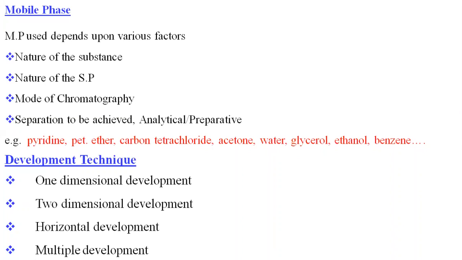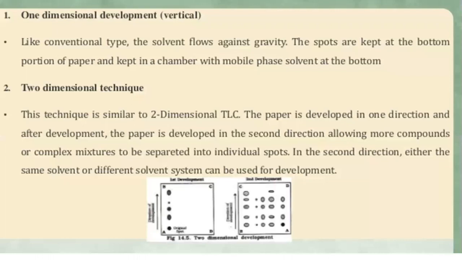Next, development techniques. We have different types of development techniques: the one-dimensional development technique and the two-dimensional development technique. The development technique is nothing but in what way we are using it. The one-dimensional technique is vertical. On the TLC plate we have taken, the spots develop in one direction only, like the conventional type, where the solvent flows against gravity. The spots are kept at the bottom portion of the plate, and you keep the prepared glass plate in the chamber of the mobile phase at the bottom. This is the one-dimensional technique.